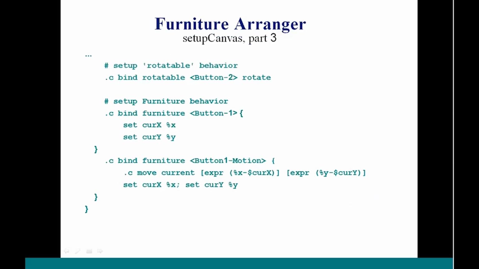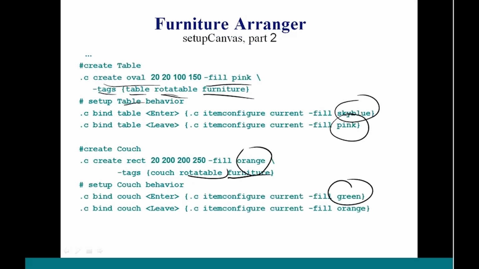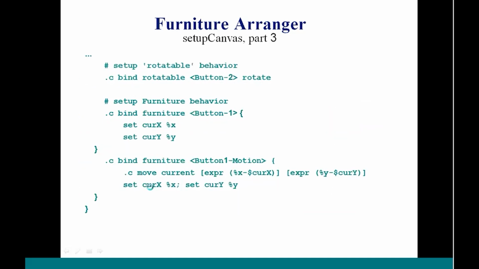Now, since we are generating tags which are rotatable, we need to define those tags also. Here we denote all these bindings. The rotatable tag is bound to button 2, and that causes it to rotate. So this is one of the mouse click buttons.